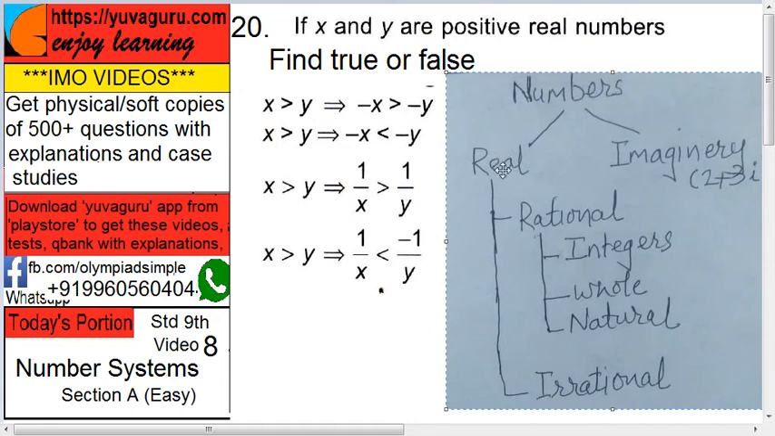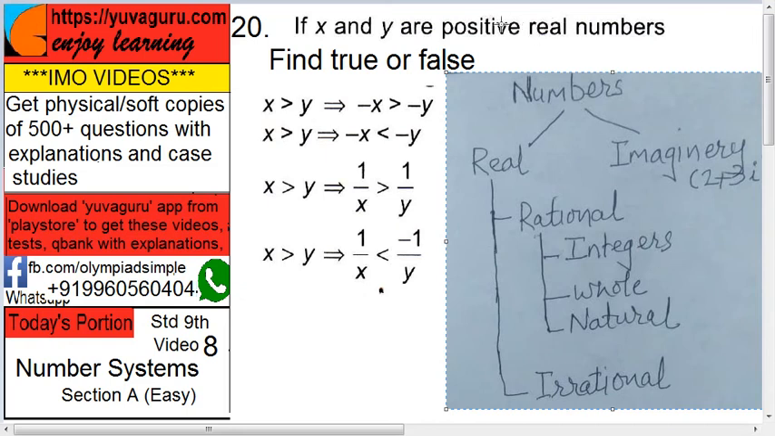Real again has two parts, rational and irrational. Now this rational again has three parts. It can be more also, but we are concerned only about three. So rational has three parts: integers, whole and natural. So that's the number system. So that's the meaning of real number.